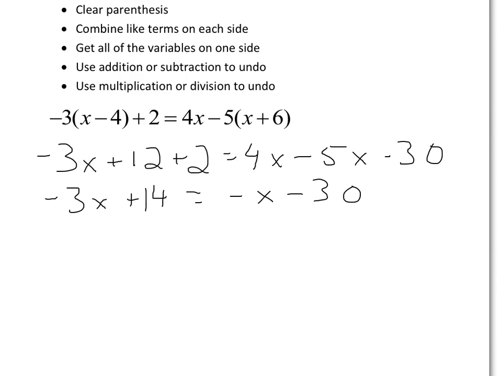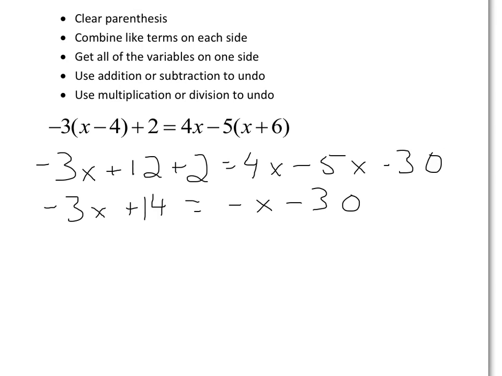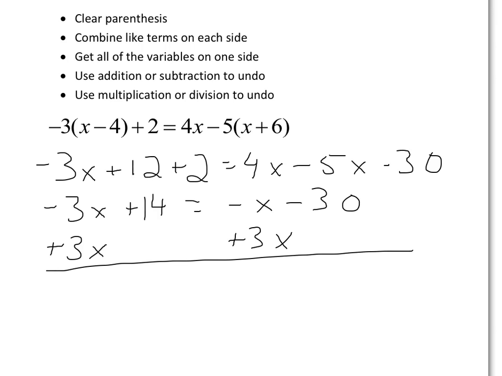Next, I'm going to get all of the variables on one side. I'll do that by either adding 3x to cancel out the negative 3x on the left, or adding x to cancel out the negative x on the right. I'm going to choose adding 3x because then I'll end up with a positive coefficient of x on the right-hand side. So plus 3x and plus 3x. That's going to give me 14 on the left-hand side. The 3x and the negative 3x cancel out. And then 2x minus 30.